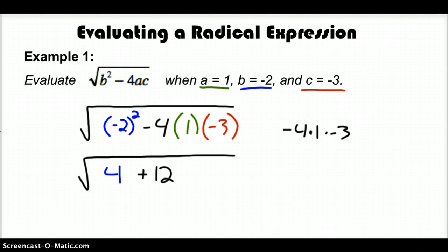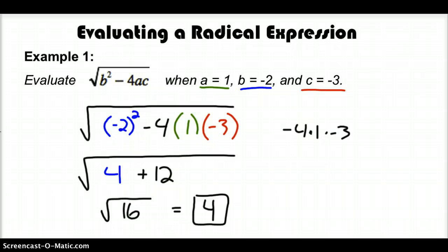So what we end up with now is the square root of 4 plus 12. We continue with the order of operations here. That is going to give us the square root of 16. And now, as soon as we've combined everything to the best of our abilities, we take the square root of 16. We know the positive square root of 16 is just going to be 4. So 4 would be our final answer here. Okay, let's go ahead and take a look at one more example.